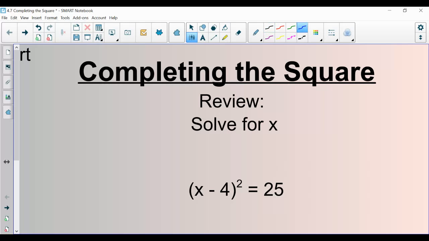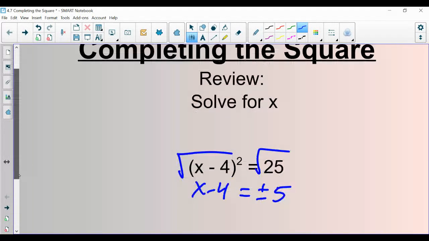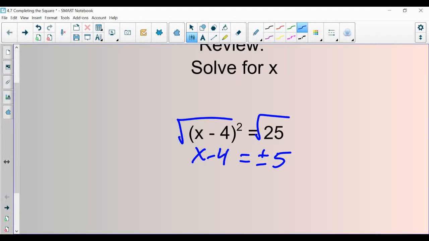Remember, the first thing that you would do in a problem like this is get the thing that you're trying to square by itself. And we do have x minus 4 being squared. It's by itself. So now, in order to get rid of the square, we take the square root of both sides. We would end up with x minus 4 is equal to, remember, when you take the square root of both sides, you get plus or minus 5. And then from here, you would just add 4 to each side, and you would have x by itself.